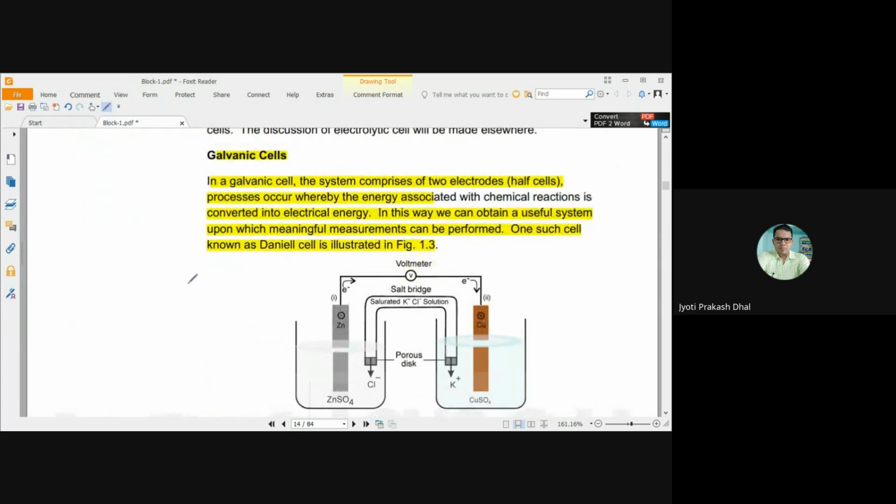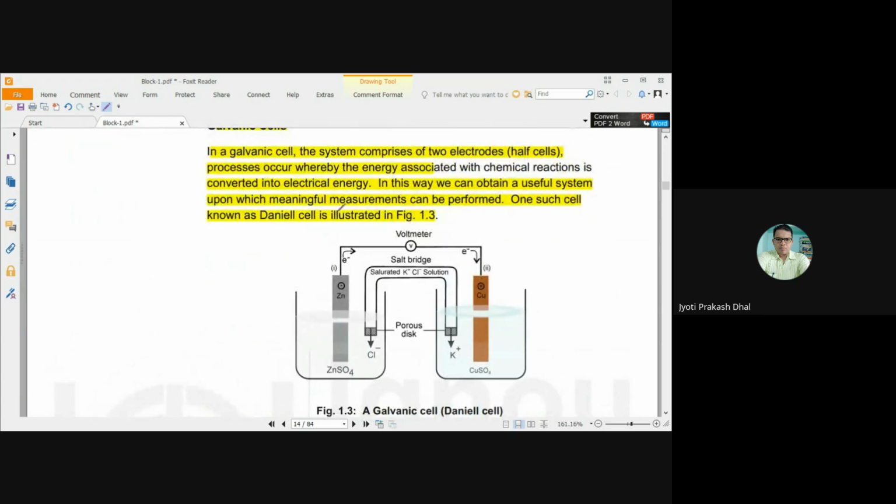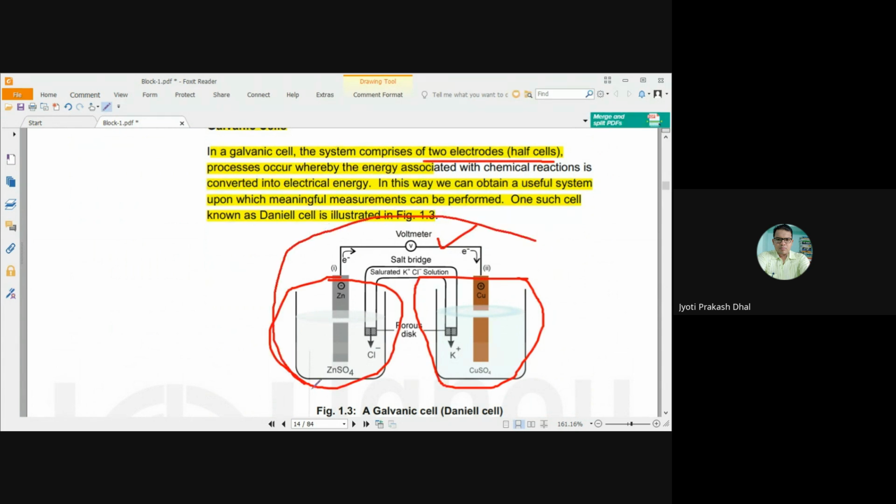So here we will first discuss the galvanic cell. A galvanic cell means there is a conversion of chemical energy into electrical energy due to a chemical reaction taking place inside the cell. In a galvanic cell, the system comprises two electrodes, which means two half cells. You can see in the figure, this is one half cell and this is another half cell. When both are connected through an external conductor and a salt bridge, that is called a complete cell or galvanic cell.